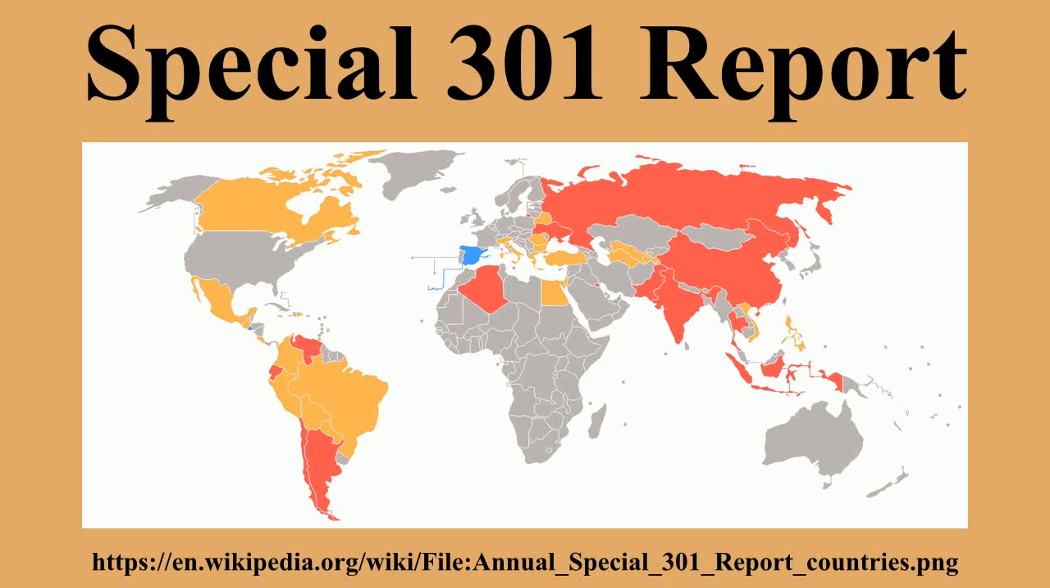The Act defines priority foreign countries as those foreign countries that have the most onerous or egregious acts, policies, or practices that deny adequate and effective intellectual property rights, or deny fair and equitable market access to United States persons that rely upon intellectual property protection, whose acts, policies, or practices described in subparagraph have the greatest adverse impact on the relevant United States products, and that are not entering into good faith negotiations, or making significant progress in bilateral or multilateral negotiations to provide adequate and effective protection of intellectual property rights.